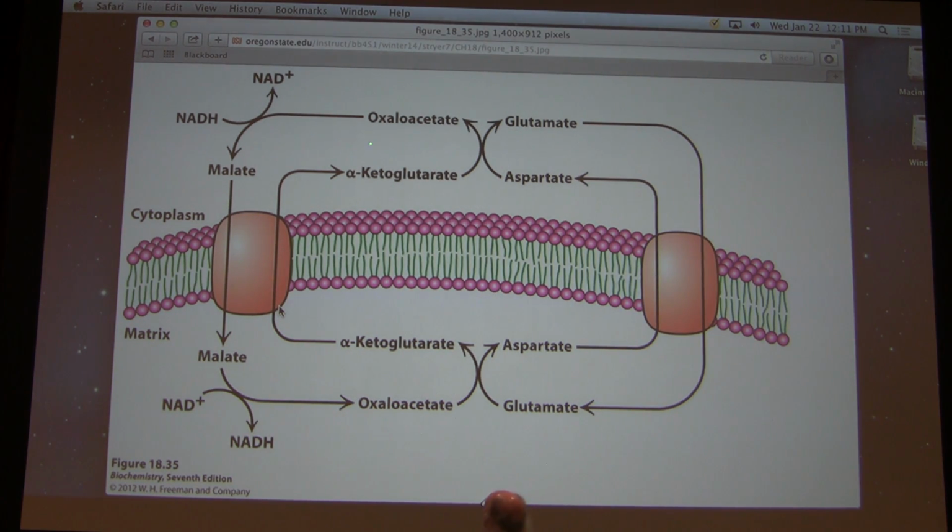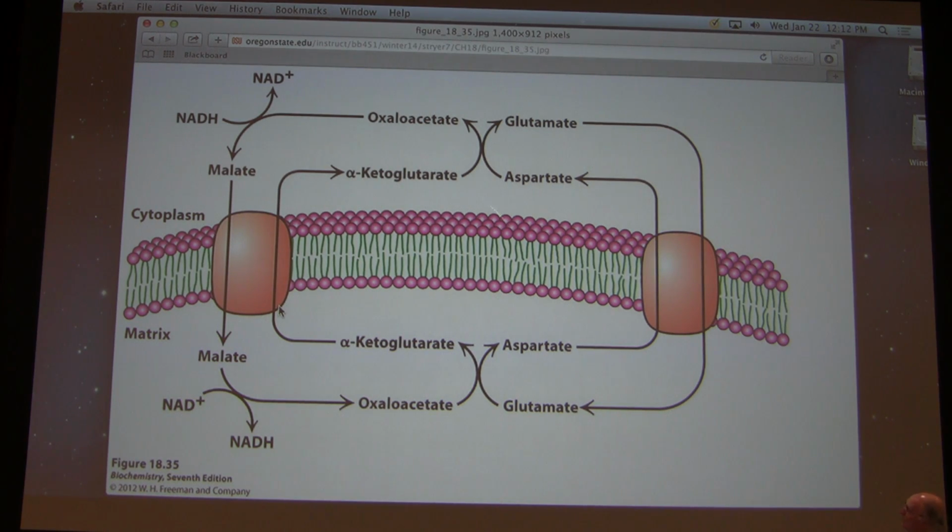We started with 1 NADH out here. We end up with 1 NADH in here. No loss. This means then that this system is much more efficient. It's not as fast, but it's very efficient because no energy is lost in this process. We have, in fact, 3 ATPs that are going to be realized by the pumping of protons from NADH.